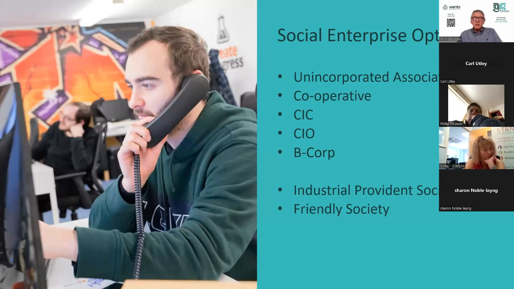So we're recording social enterprise options: unincorporated association, co-op, CIC (community interest company), CIO (charitable incorporated organization), that's the trading arm of a charity, and B Corp, which is an American process analogous to the CIC. You may see them. The reason it's there is you can't form one here because it's an American thing, but you may come across one.